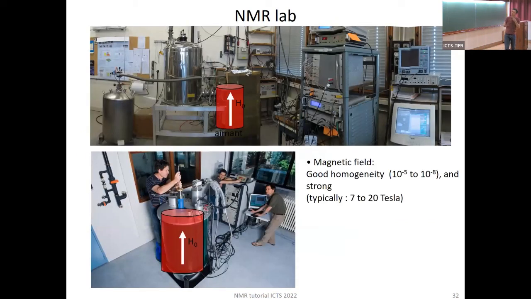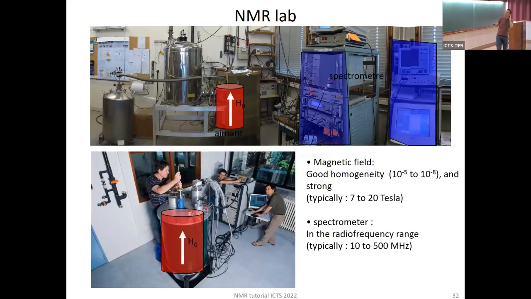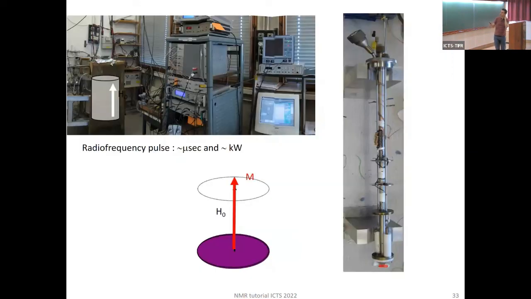So how do you measure that? You put your sample in a large, homogeneous magnetic field. You use a spectrometer in the radio frequency range, around 100 megahertz. The probe is a bit deceptive, it's just a tank circuit basically with a coil at the end. That's the small coil where you put your sample in, and that produces the small time dependent H1 field. It's 1 millitesla typically that you produce there. It's a very small field, but at the right frequency.